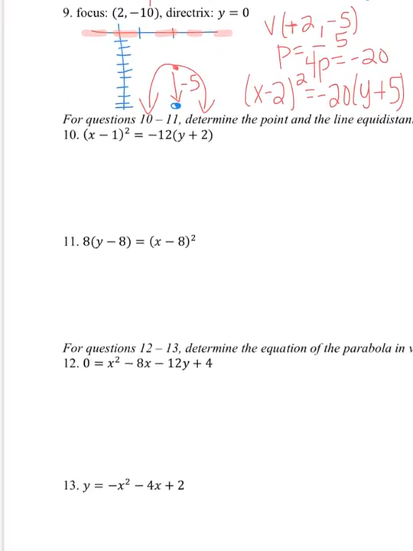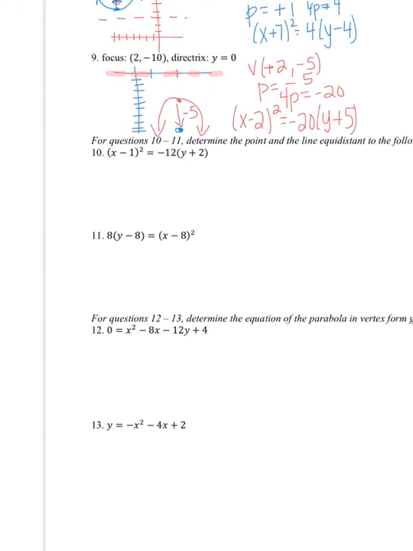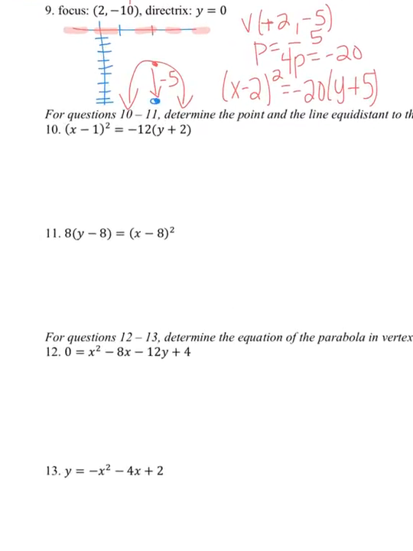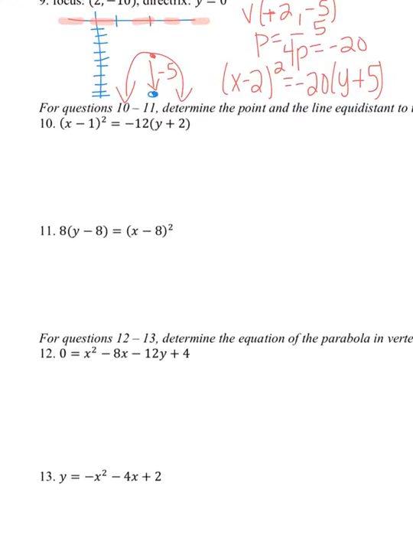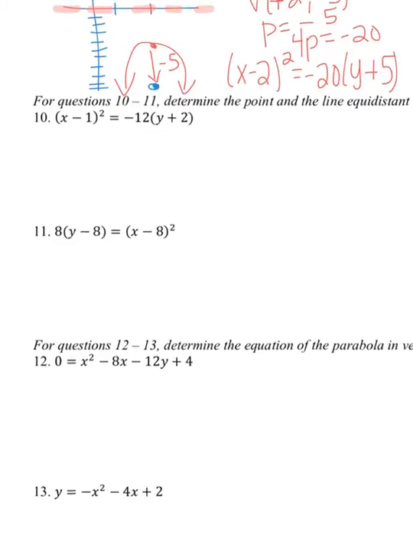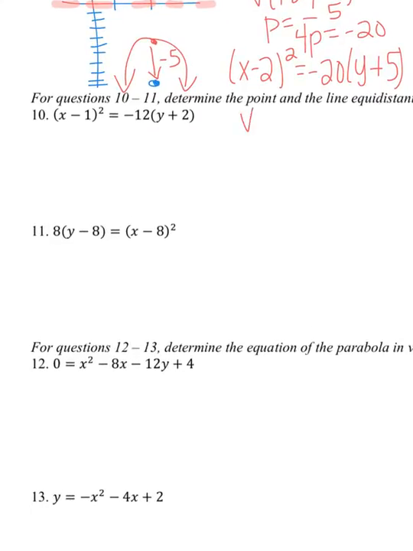For number 10, determine the point and the line equidistant to the following parabolas. So I want to find the point and the line. That is the focus and the directrix. So again, you need to figure out what is the vertex, what is p equal to, and then graph it. So the vertex here is going to be (1, -2). 4p is equal to negative 12, which means that p is equal to negative 3. So this parabola is going to be concave down because p is negative.